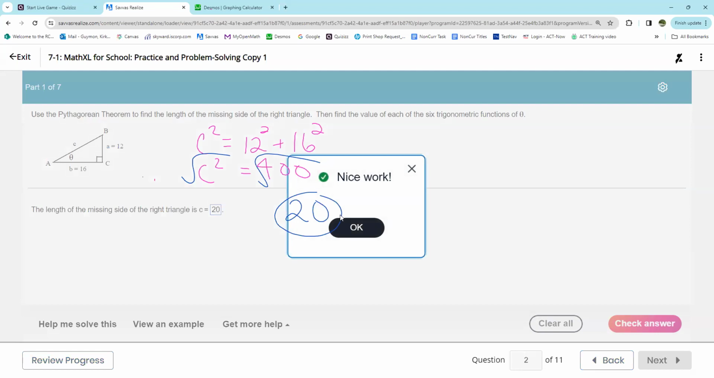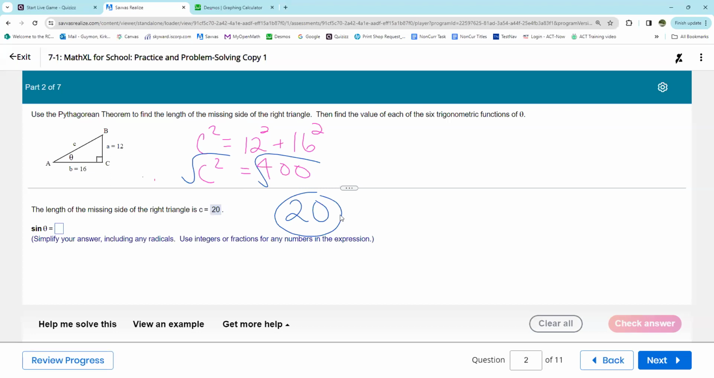All right. So part 2 of 7. Holy smokes. The length of the missing side, simplify your answer, sine of your angle theta. So sine of theta right here, sine is opposite over hypotenuse, the opposite side away from the angle over hypotenuse c. And c was 20, we solved for. So sine of theta is 12 over 20. And they want to know what the sine of theta is.